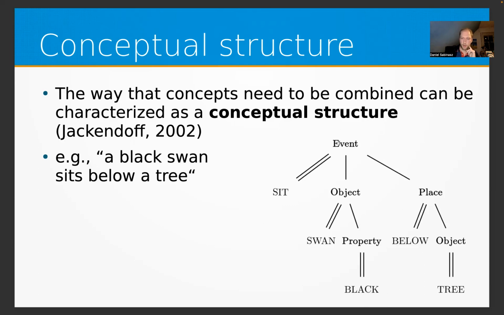So that's essentially roughly what I just showed in the previous slide. So there's an event characterized by the concept of sitting, and that event is performed by a certain object at a certain place. And the object is characterized by the concept swan and is modified by the property of being black. And the place is characterized by the concept below and sort of receives the location or the object below which that place is as an argument in a sense. And that object is characterized by the tree concept.